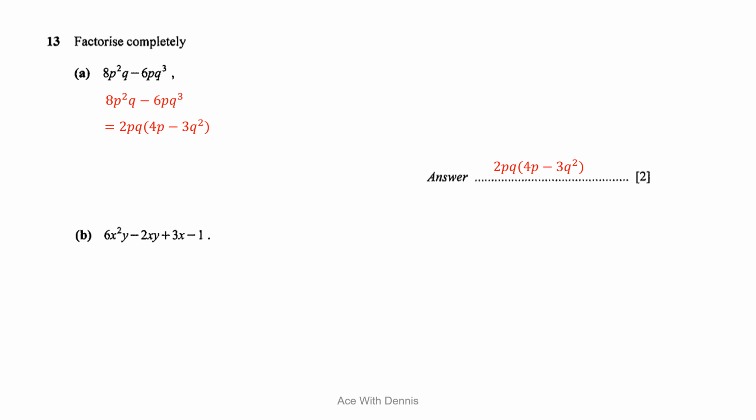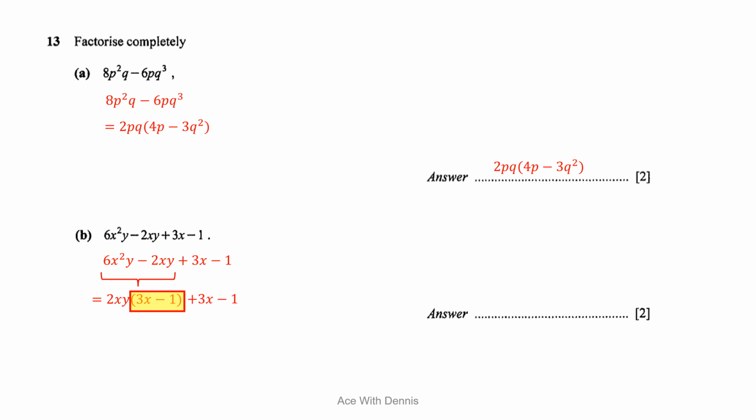D. 6x squared y minus 2xy plus 3x minus 1. So for this case, 2 marks. We will look at the first two terms. The common factor is 2xy times 3x minus 1. Then plus 3x minus 1. So now 3x minus 1 is the common factor. So I factorize 3x minus 1. It becomes 3x minus 1 times 2xy plus 1. So 3x minus 1 times 2xy plus 1 is the final answer.